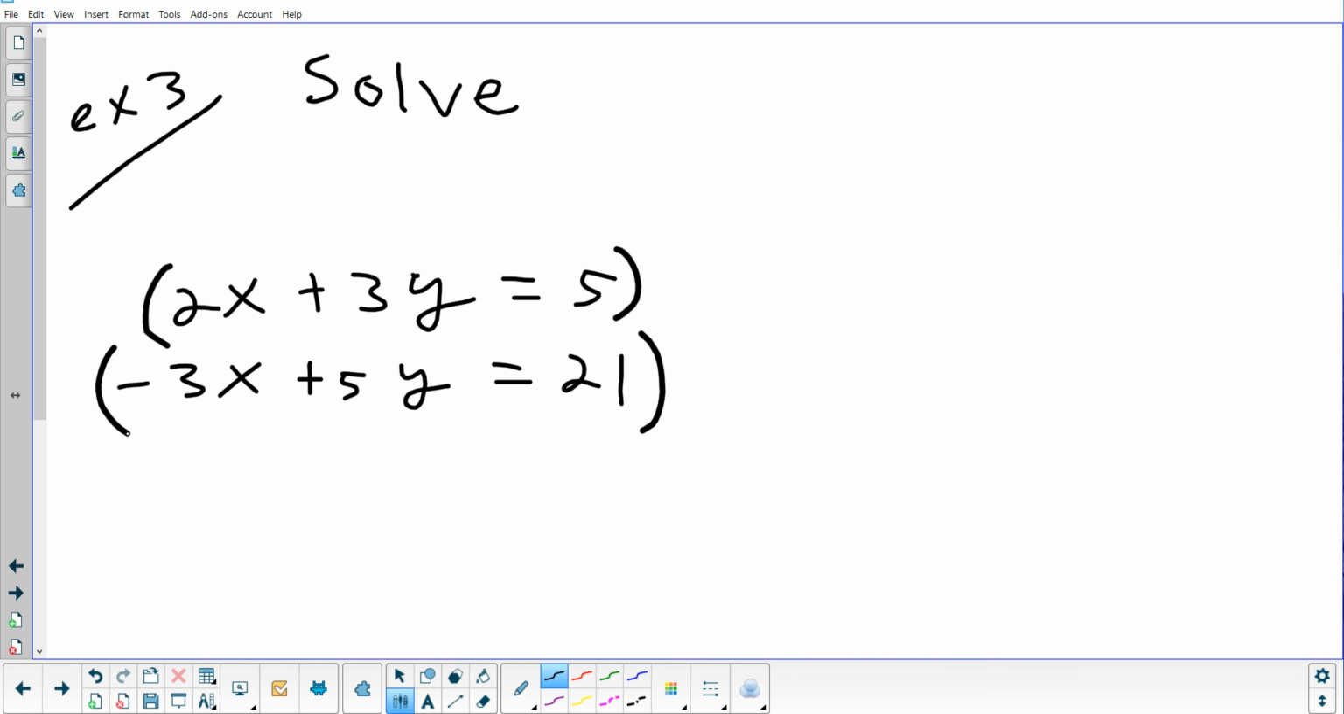So what could we multiply the top equation by? And we're going to multiply everything by this number. I'll give you a hint. Think of the least common multiple between 2 and 3. Get that number in your head. Think of how you can make this that number. Yep, 3. Multiply the top by 3.